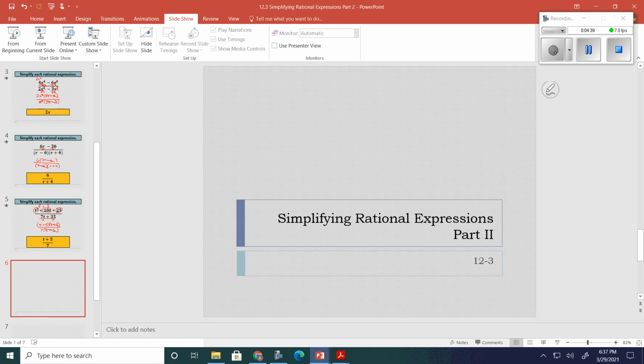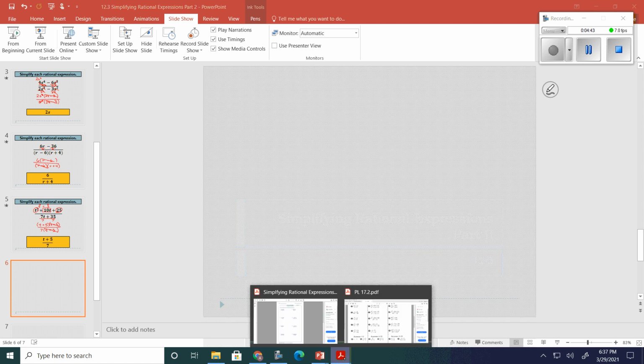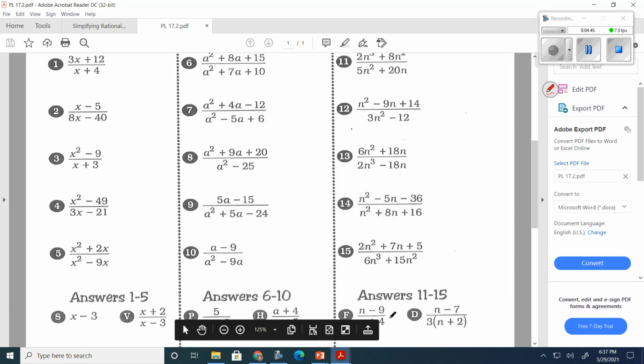Little more practice. Now there's one in particular on your assignment today, probably the hardest one of all because it's a factoring method that we haven't reviewed in the last few days, so I'm going to look at it with you. This is your assignment, and on number 15 we're looking right here.